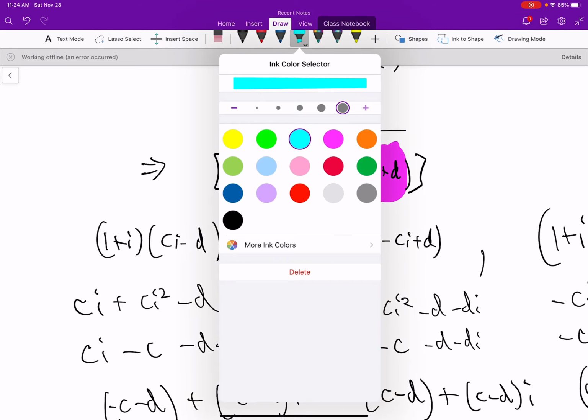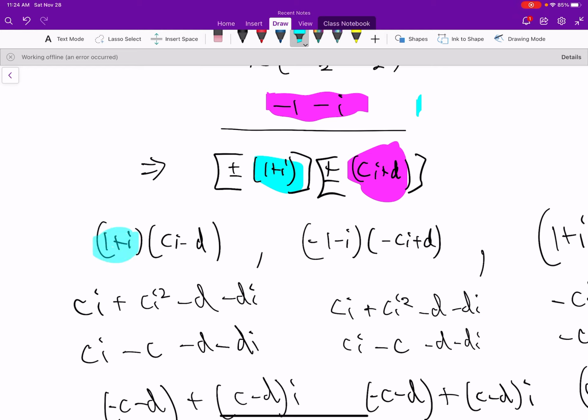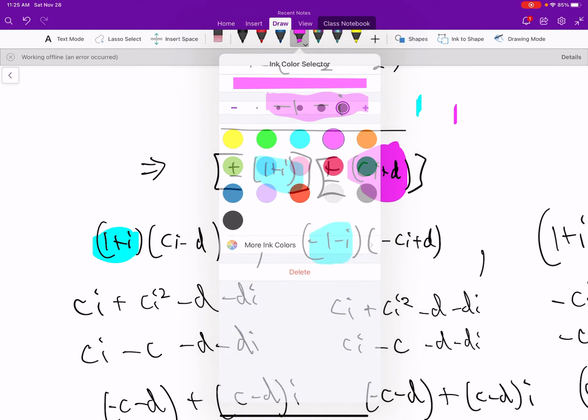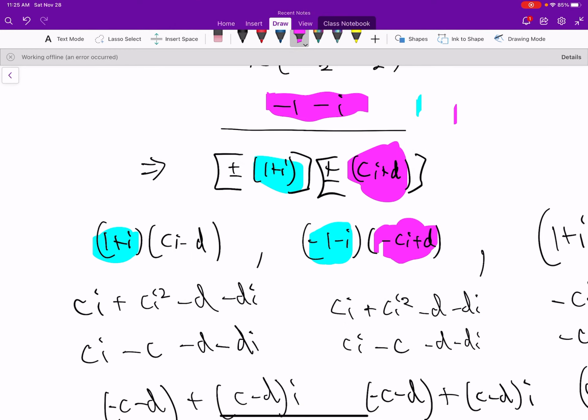So let's do this right here. So notice I do the positive version here and the negative version here of these two values of the... oh look, I messed up. Look, this should be positive, negative. Negative ci plus d. Yeah, okay. Anyway, so this is what we're dealing with here.